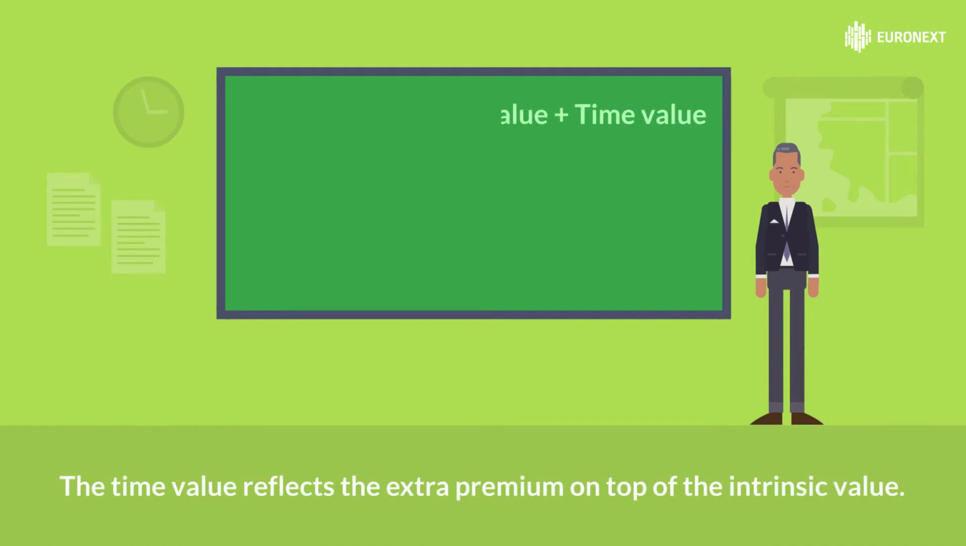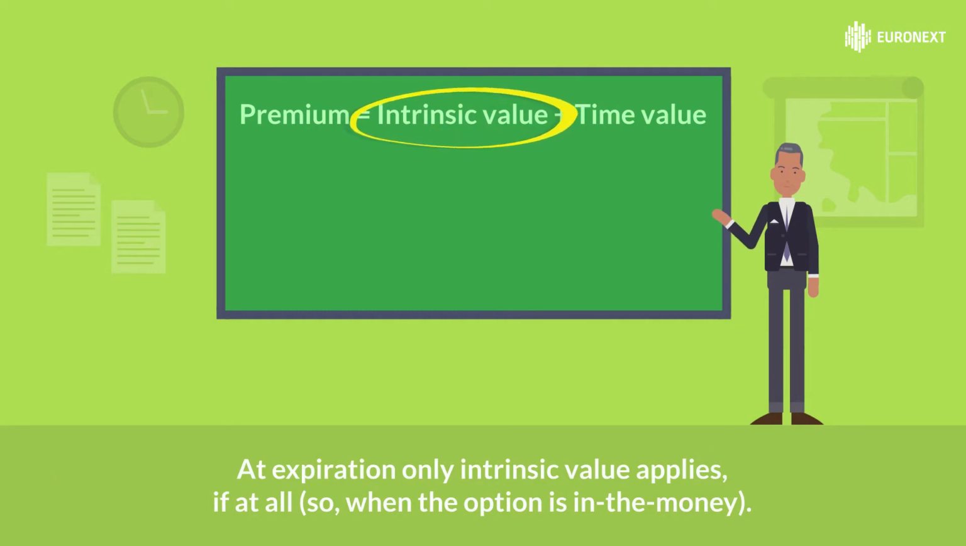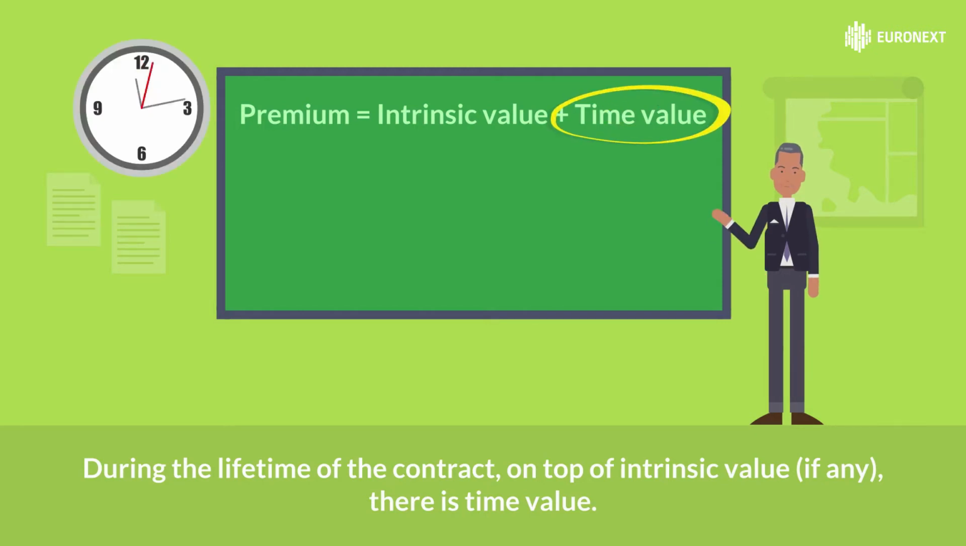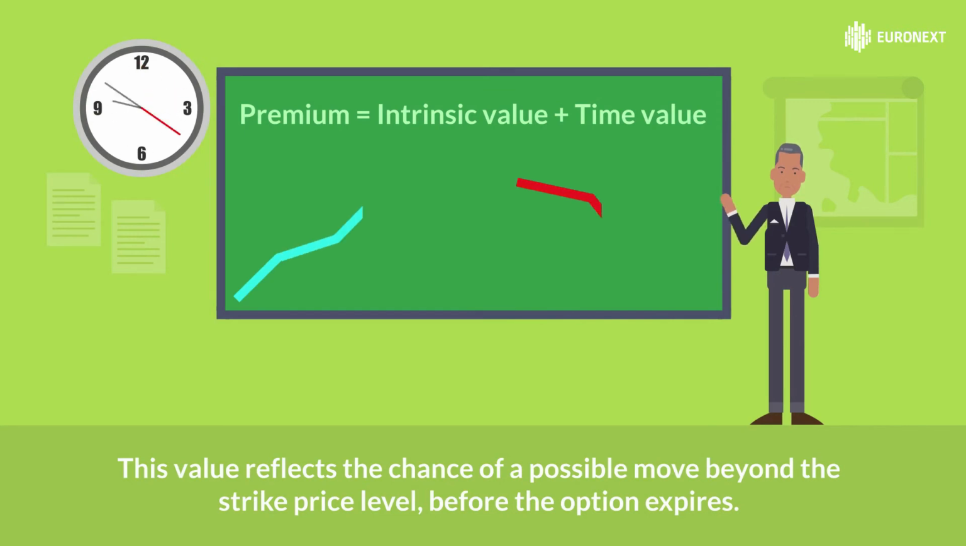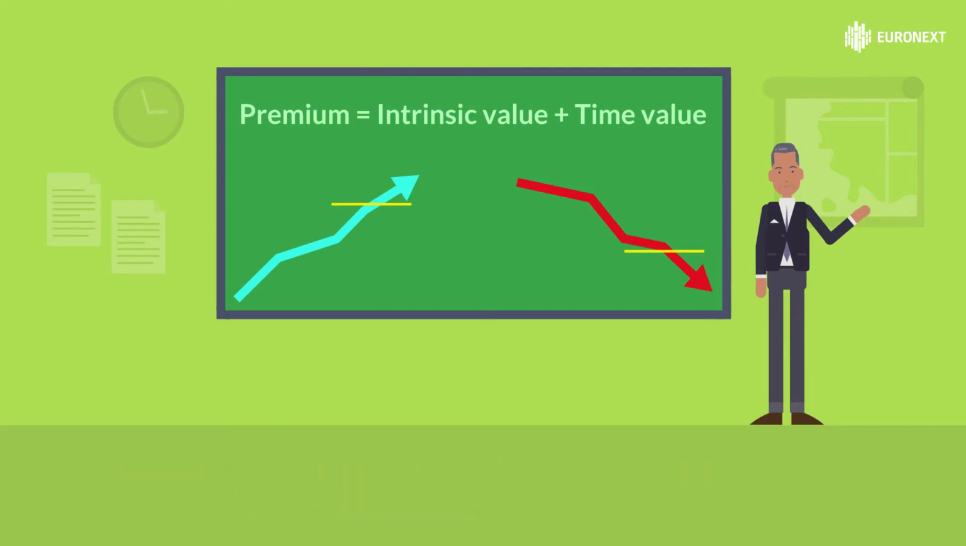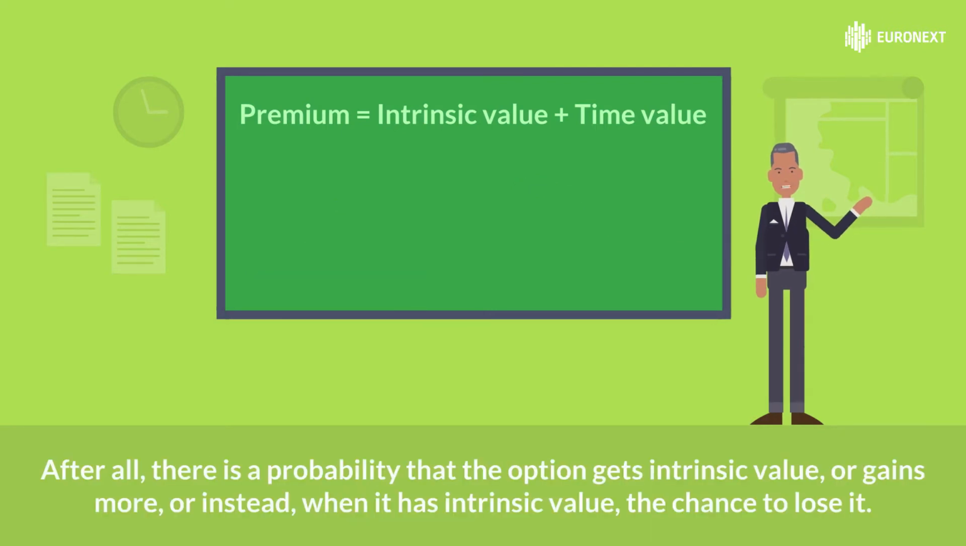The time value reflects the extra premium on top of the intrinsic value. At expiration, only intrinsic value applies, if at all, so when the option is in the money. During the lifetime of the contract, on top of intrinsic value, if any, there is time value. This value reflects the chance of a possible move beyond the strike price level before the option expires. After all, there is a probability that the option gets intrinsic value or gains more, or instead, when it has intrinsic value, the chance to lose it.